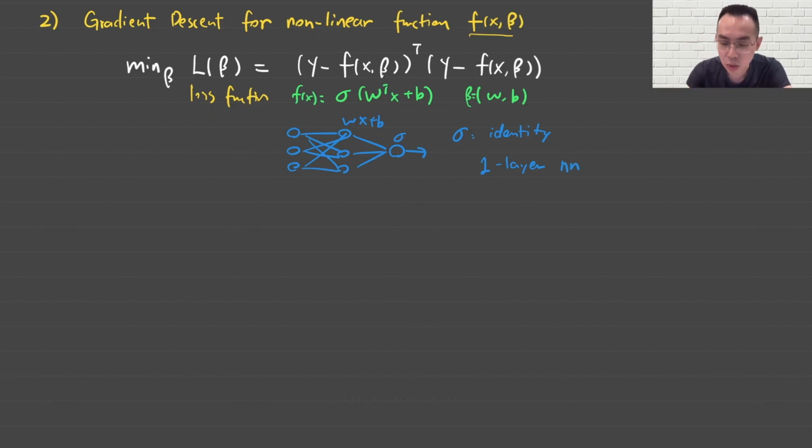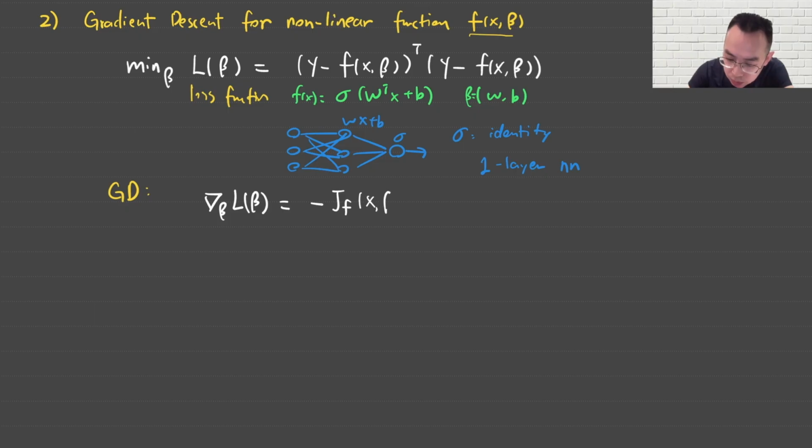Okay, so now let's take a look at gradient descent for this problem. So the first thing that we can do here is just to compute the gradient. So the gradient vector, and then we can apply the chain rule in here, right? So first we'll have the Jacobian matrix. That's going to be the Jacobian matrix of f(x, beta), and then you need to transpose that. Then we can multiply that by 2 times (y minus f(x, beta)).